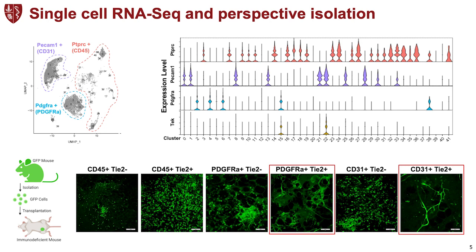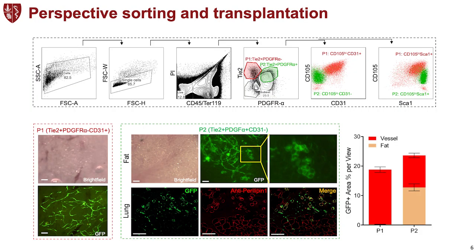By combining those markers, we can isolate the cells for transplantation to see if they can really form vessels in vivo. Here we found 2 populations that can form vessels in vivo: the PDGF receptor alpha positive and Tie2 positive population, and the CD31 positive and Tie2 positive population. Combining these markers, we further defined the cell surface markers for the vascular stem and progenitor cells by CD45, Tie2, PDGF receptor alpha, and CD31.